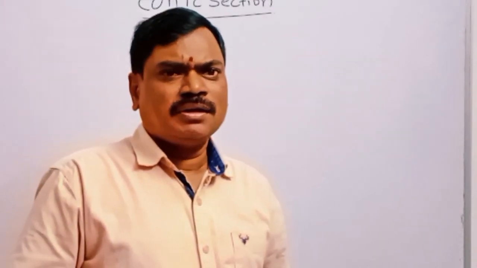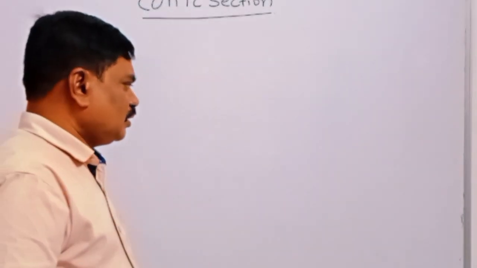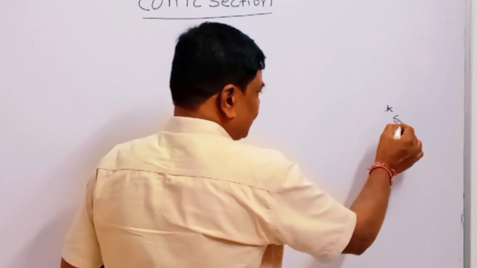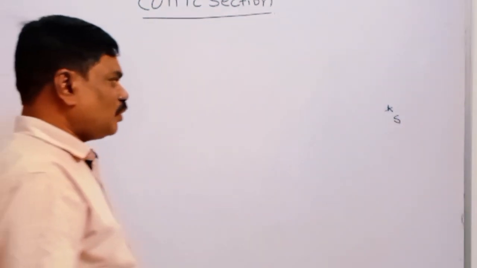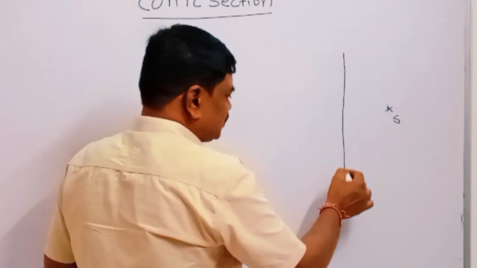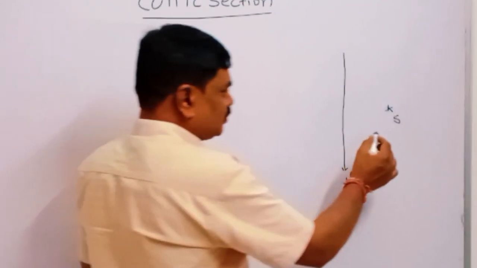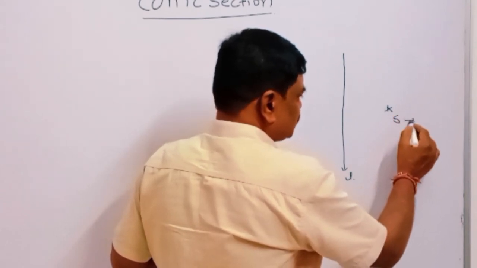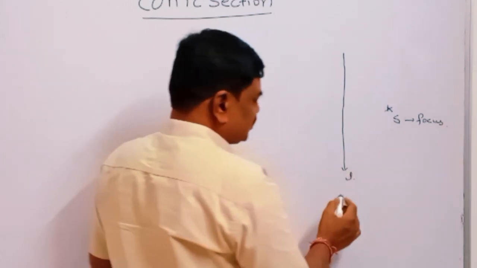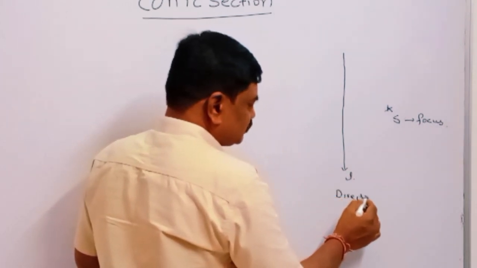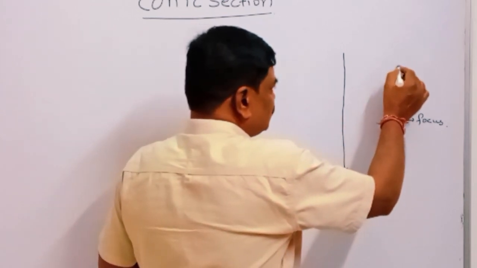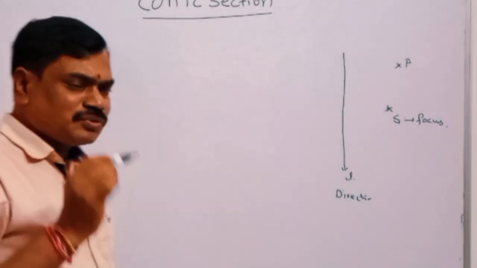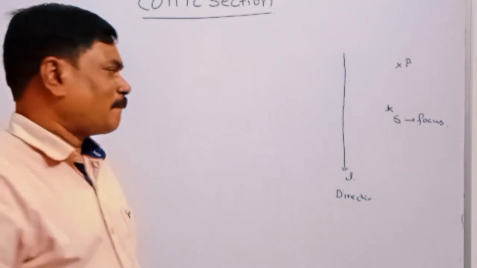Locus of the point P in a given plane. Suppose this is the fixed point S, and this is the fixed line L. This fixed point S is the focus. This is the focus. And this is the directrix. Okay, all of you. So, this is the point P. We have to find the locus of P.